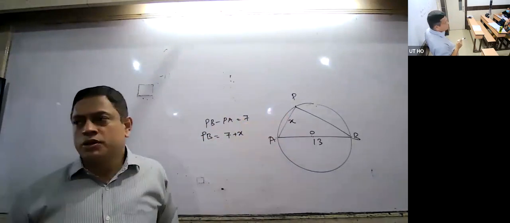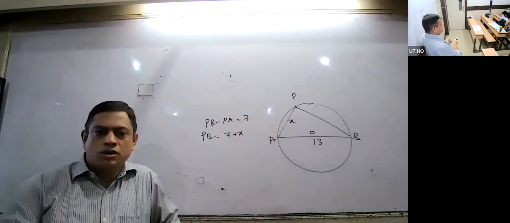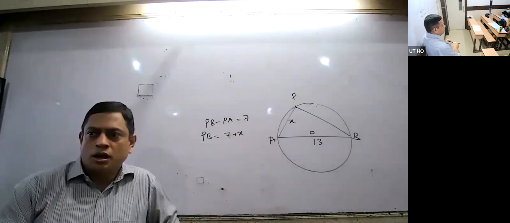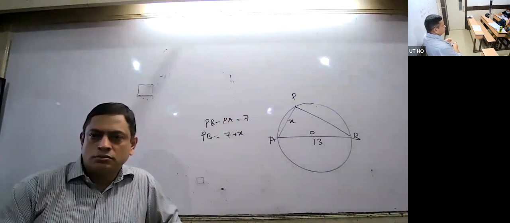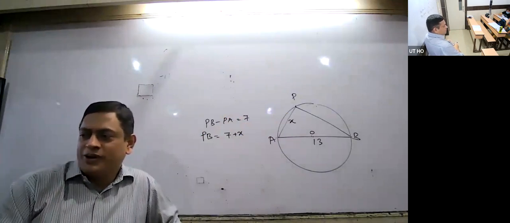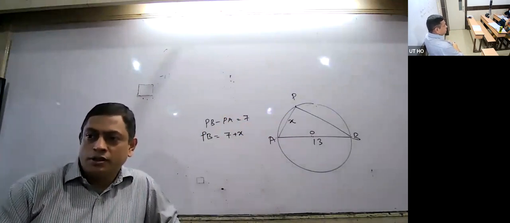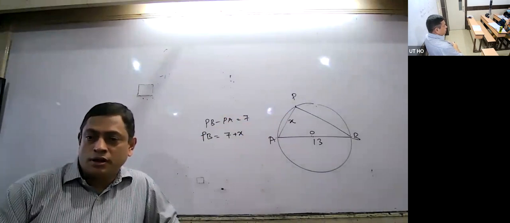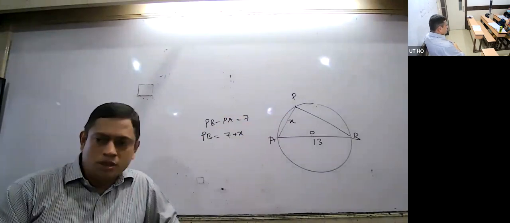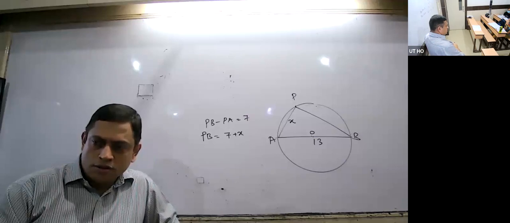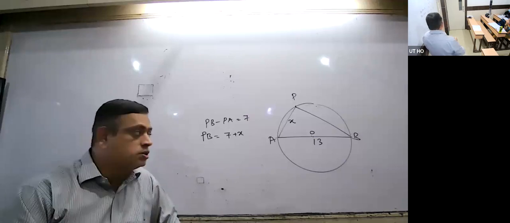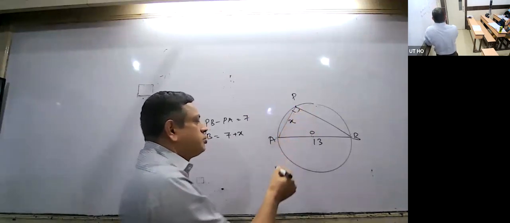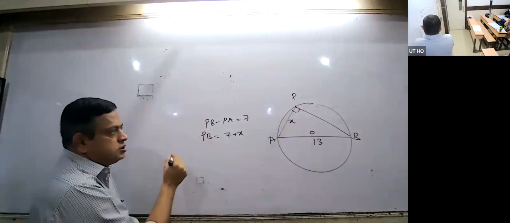What is this angle P? Angle P is subtended by what? What is AB? Diameter. So the angle in a semicircle is how much? Right angle. So this is 90 degrees now. Yes, sir. Pythagoras theorem. Understood or not? Yes, sir.